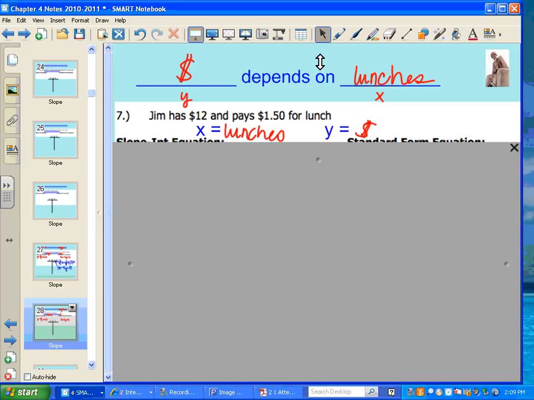Right. So if you think of this like you have $12 in your wallet and you have to pay somebody $1.50 for lunch. That's minus $1.50 every day that you have it. So it should be a negative 1.5. Standard form. Eric, what do you have? 3x plus 2y equals 24.